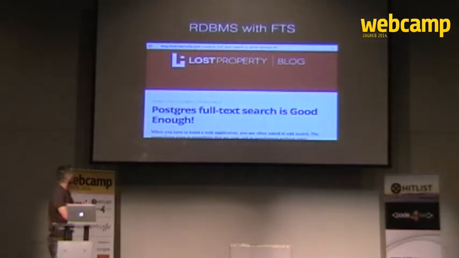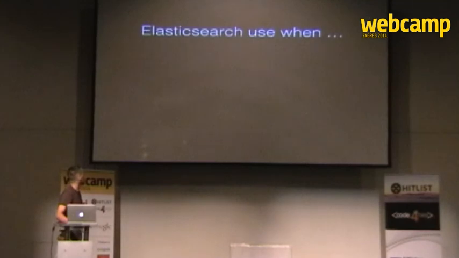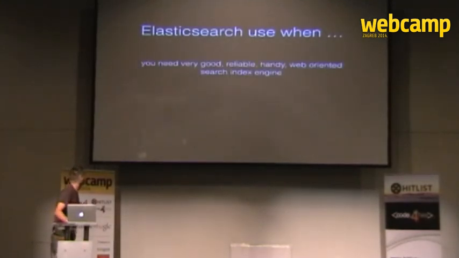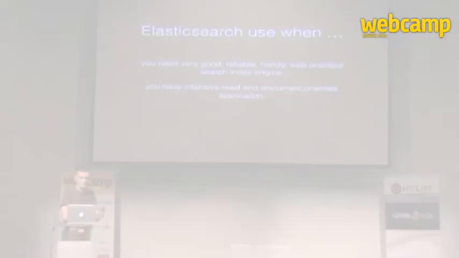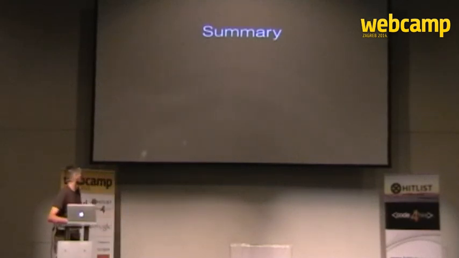And this is also good old school: Postgres full text search is good enough for some cases, I find. So Elasticsearch, I would suggest to use when you need a very good, reliable, handy, web-oriented search index engine. This is the first purpose. And if you have an intensive read and document-oriented application, this is also a good solution to check for what is more appropriate.